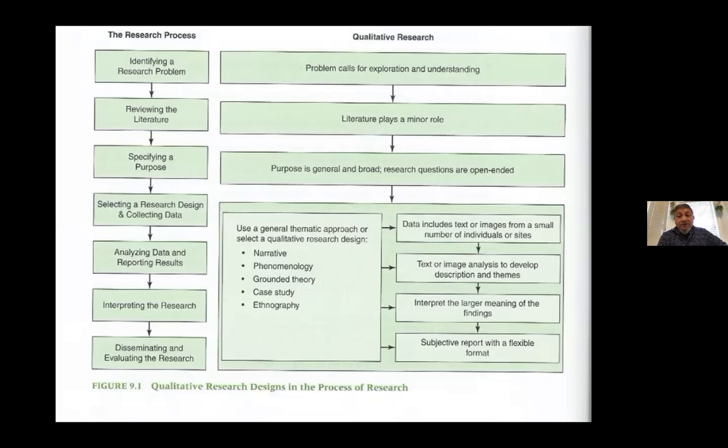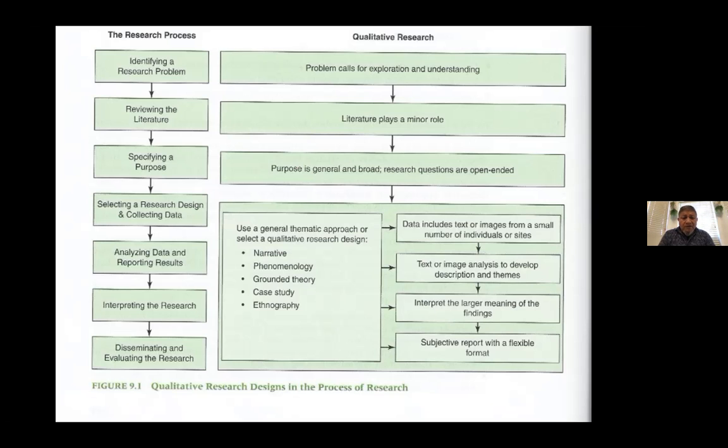Specifying the purpose. So what is the purpose of the research? What do we hope to accomplish with it? Selecting a research design and collecting data. So within the research designs, we have quite a few methods that we can use in qualitative research as well. Analyzing data and reporting results, interpreting the research, and disseminating and evaluating the research. So obviously, all those are part of the process, and they go stage by stage, or step by step, on how you will do this research.